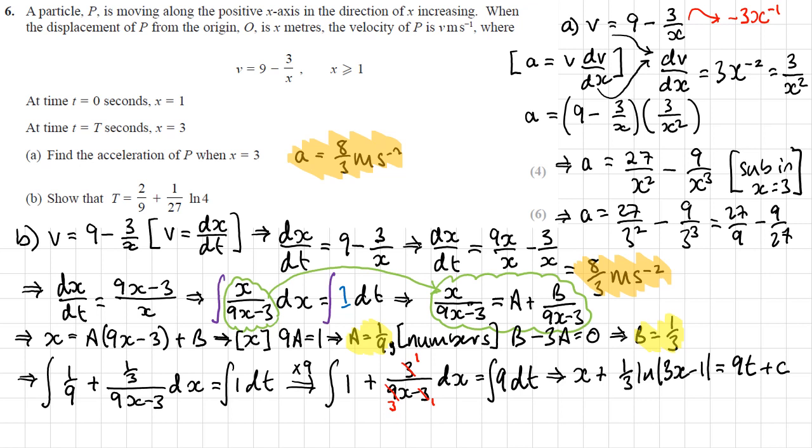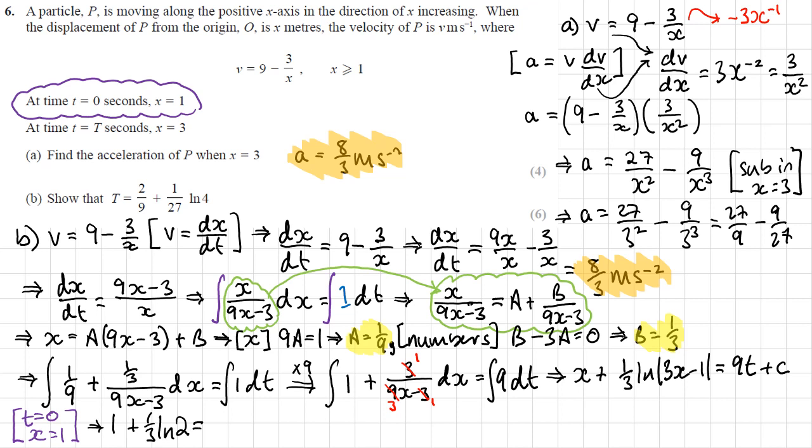Okay, so I'm now going to use t equals 0, x equals 1 to find c. So I'll just put that in brackets down here. T equals 0, x equals 1, and I'll substitute those in to find my constant of integration. So that will give me 1 plus 1/3 log, and then I will have 3 times 1 minus 1, so that's 3 minus 1, 2. So natural log 2 is equal to, well, the 9 is going to go, because you're going to be doing 9 times 0. So that's what c is.